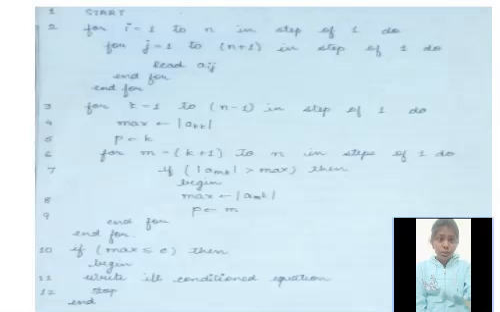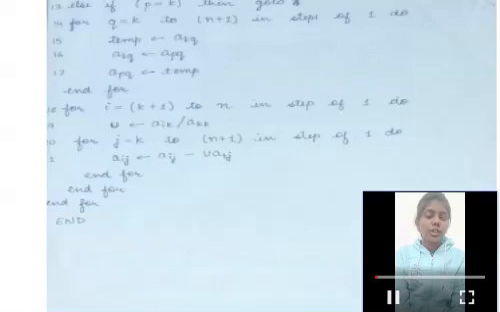We have another loop, m from k plus 1 to n in steps of 1. It will perform some actions: if max is less than amk, then we will store the value of amk in max and the value of m in p. After that we will check if max is greater than or equal to e. If max is greater than or equal to e, then we will have an ill-conditioned equation and we will stop here. It is not an ill condition.